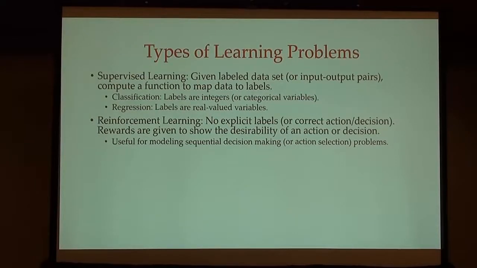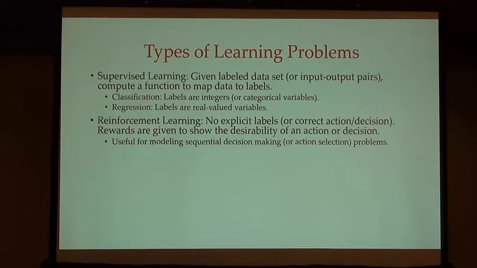Another fundamental distinction is that reinforcement learning is usually used for sequential decision-making tasks. For example, a robot moving around in an environment and trying to decide where to go next. Whereas supervised learning is mainly done in a one-shot approach.